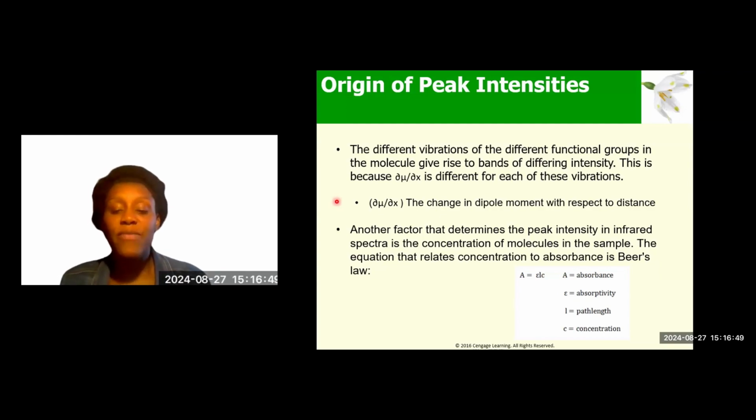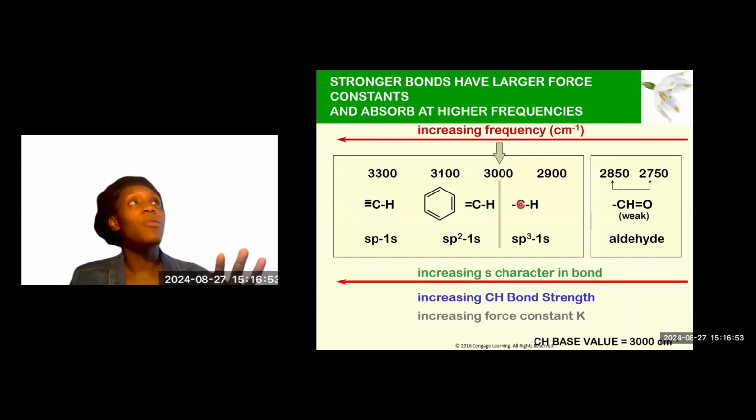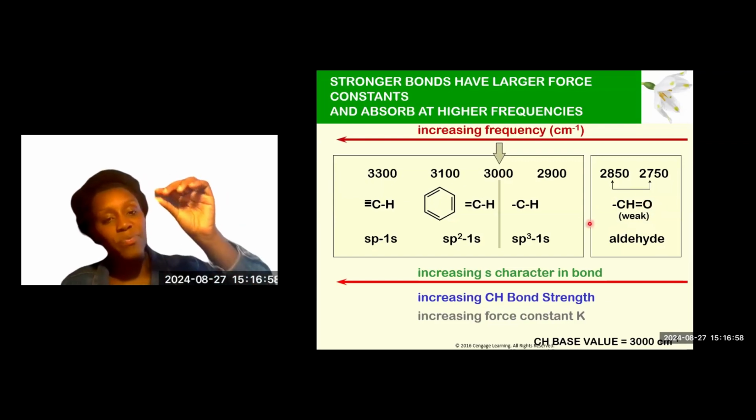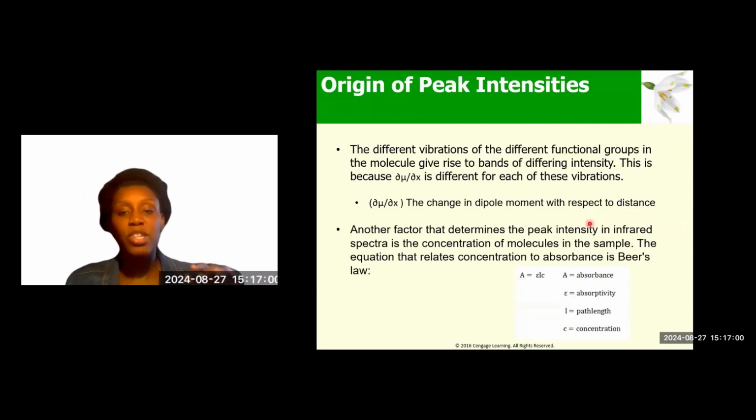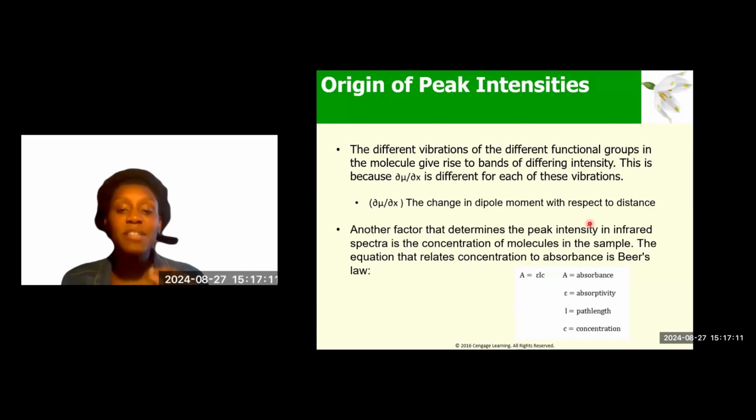Well, the difference in vibration, and also let me go back real quick. So you see where it says weak here. When it's saying weak, that means that the peaks aren't very large, okay? Whereas some peaks are very strong. So anyways, the different vibrations of the different functional groups in molecules give rise to bands of different intensities. So some functional groups have strong intensities, some have weak intensities. This is because the change in dipole moment with respect to each of these vibrations is different and unique, okay?